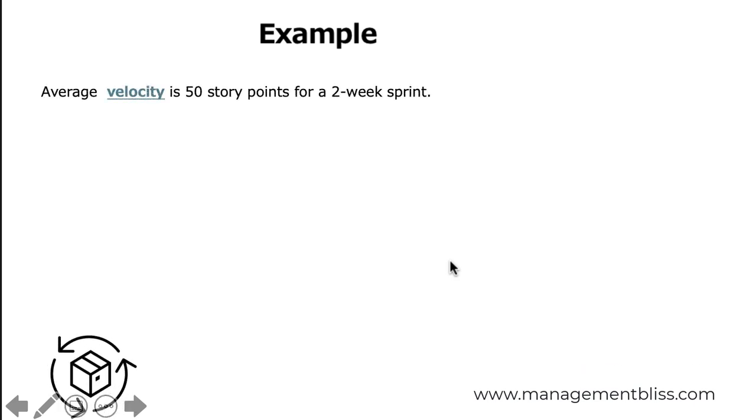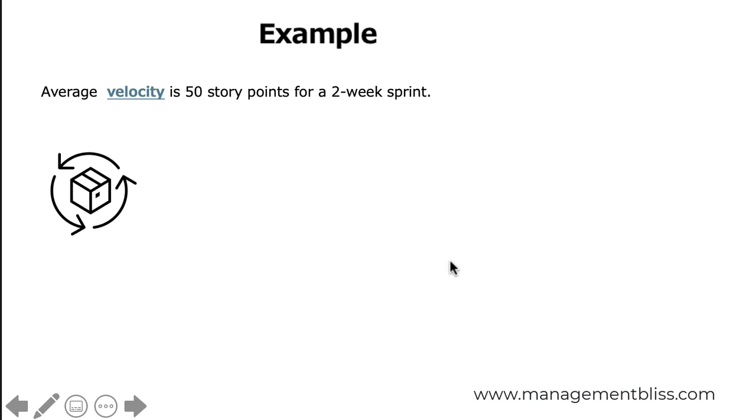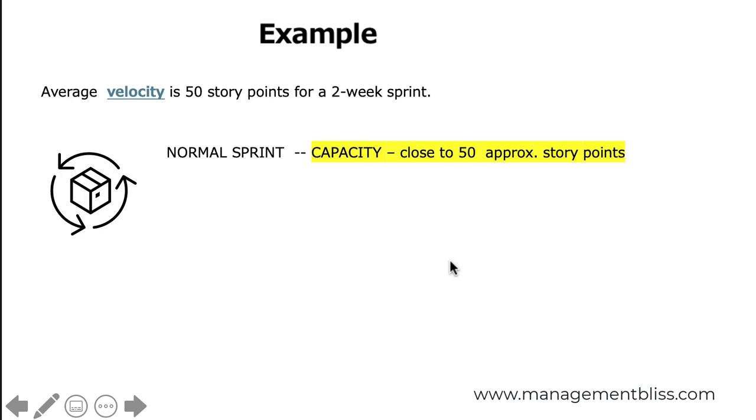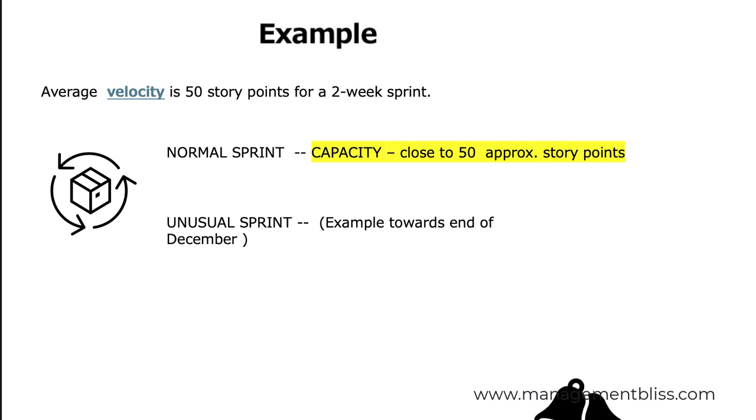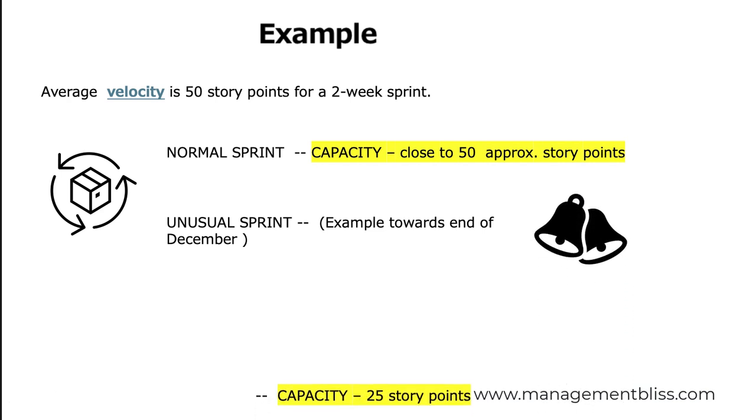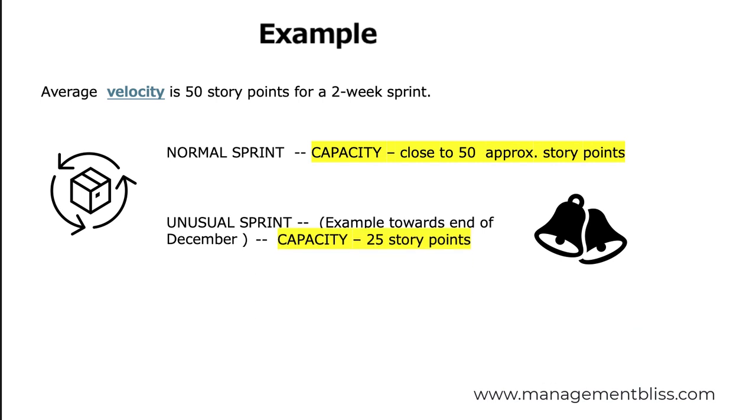Assuming that a team's average velocity is 50 story points for a 2-week sprint, then for normal sprints, during sprint planning meetings, the team will pull up the stories which sum up to a maximum of 50 story points or close. Let us take another example of an unusual sprint when a lot of holidays are planned, for example, towards the end of the year. In that case, it is logical to plan only for 25 story points.